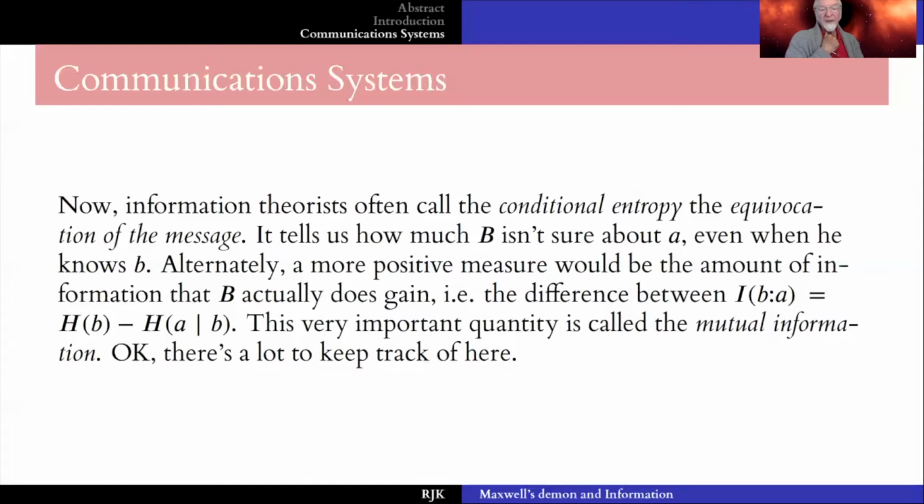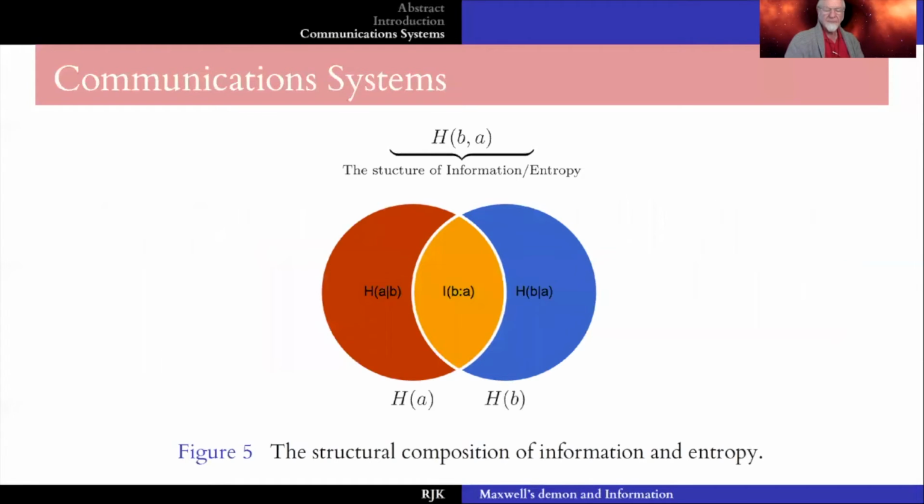So a more positive measure is the amount of information that B actually does gain. And the difference is called the mutual information, symbol I of B colon A, and it's the entropy of Bob's receiving message minus the conditional entropy, the message he thinks A is given B. And there's a lot of stuff going on, so we're going to try another picture. There are lots of different entropies that are going on here.